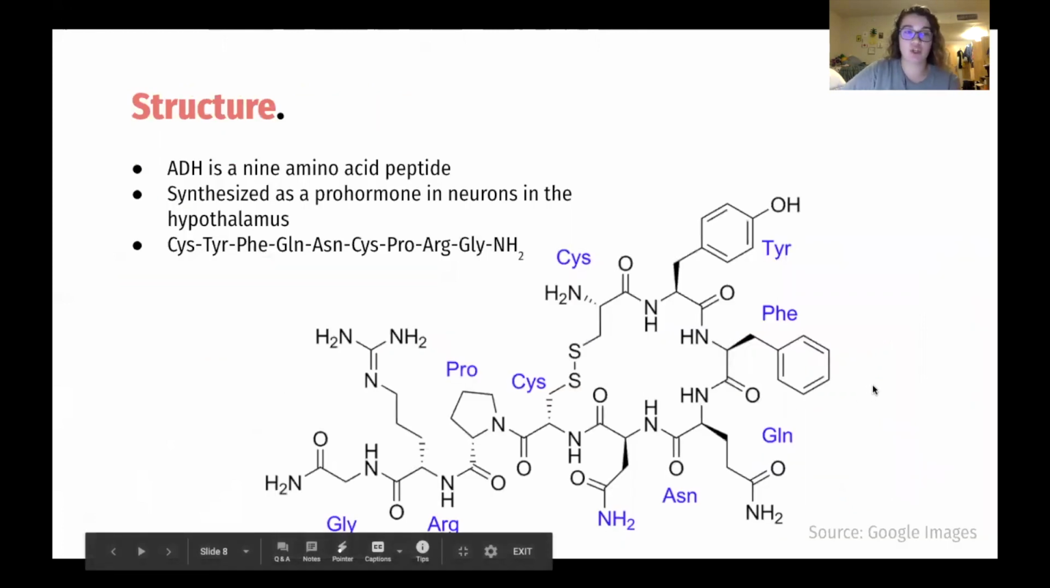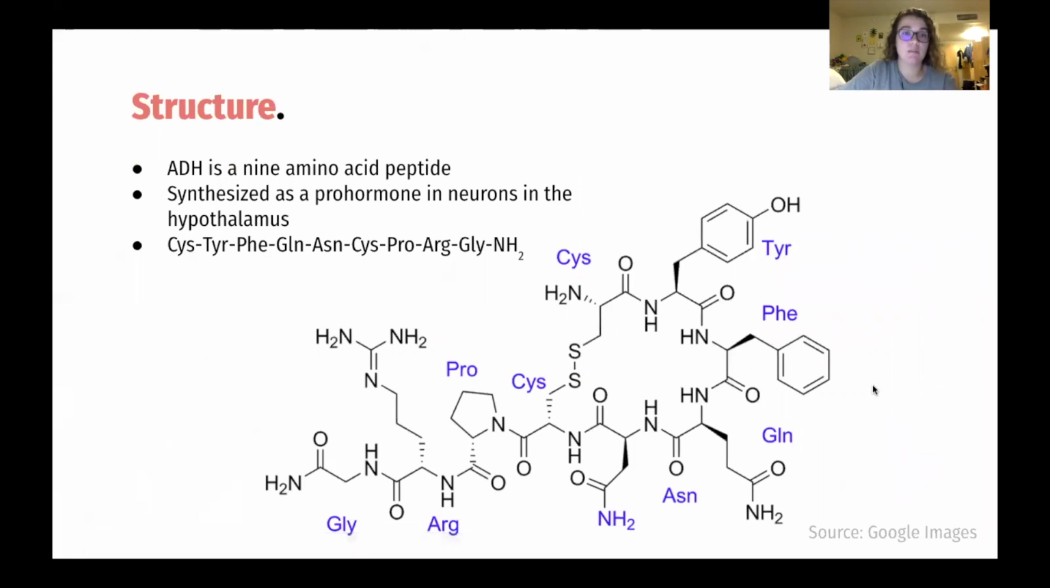As far as the structure goes, ADH is a 9-amino acid peptide. It is typically synthesized as a prohormone in neurons in the hypothalamus. Specific to that, within hypothalamic neurons, a hormone, in this case ADH, is packaged in secretory vesicles within a particular carrier protein, which is called a neurophysin. That neurophysin, along with ADH, is then released upon hormone secretion.